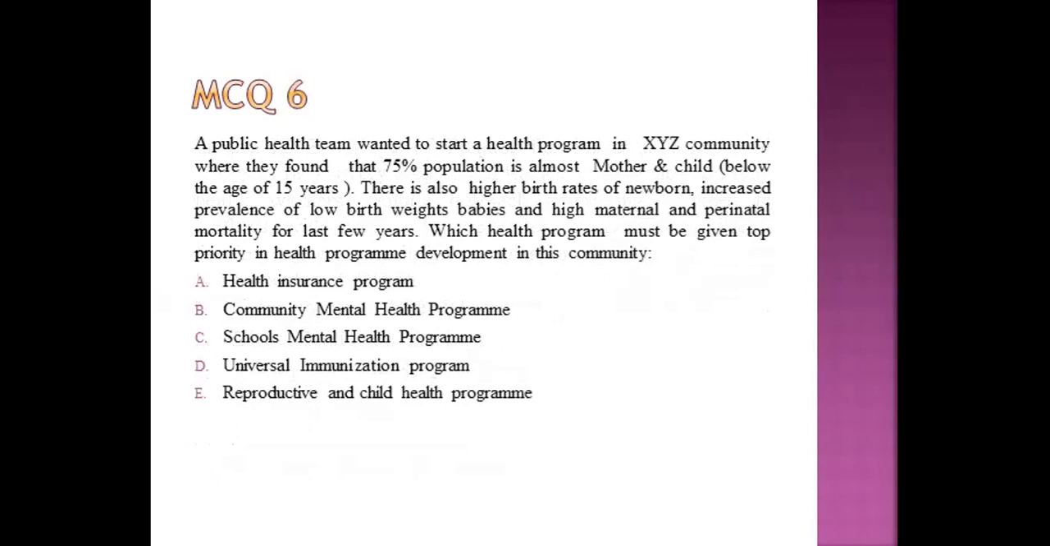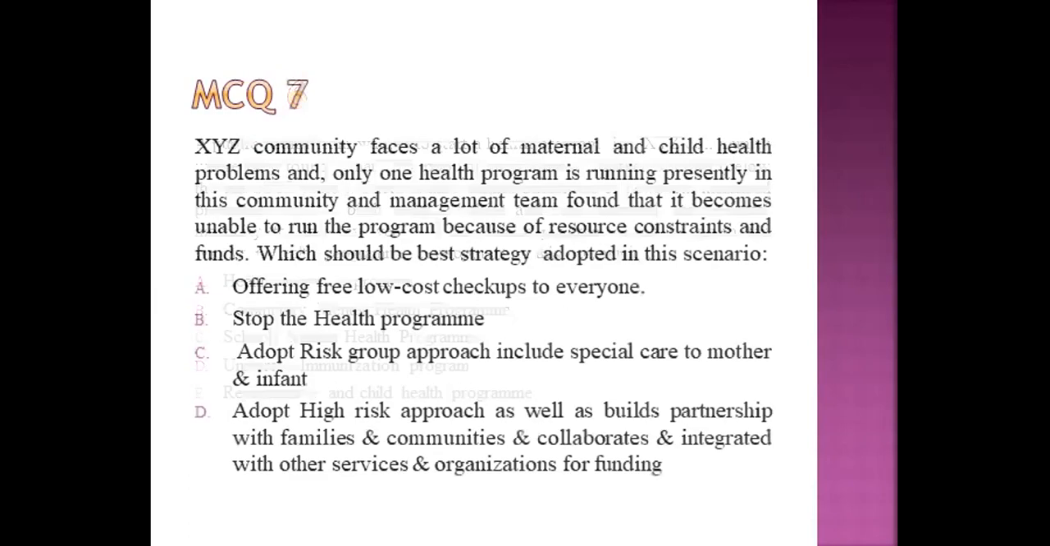A public health team wanted to start a health program in XYZ community, where they found that 75% of the population is mothers and children below 15 years of age. There is also a higher birth rate of newborns, increased prevalence of low birth weight babies, and high maternal and perinatal mortality. Which health program must be given top priority in this community? Community mental health, health insurance, or reproductive and child health? The answer is reproductive and child health, because in this community there is high maternal morbidity and mortality.